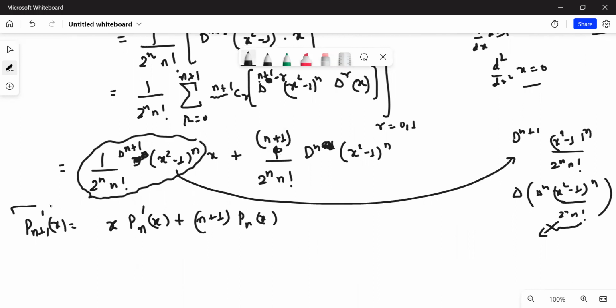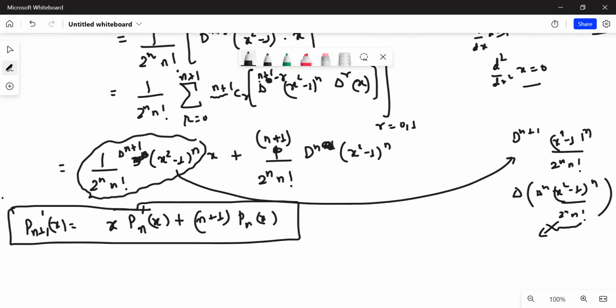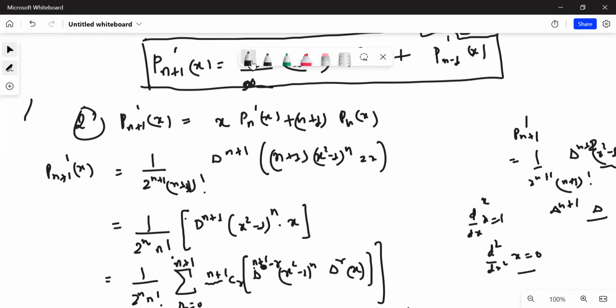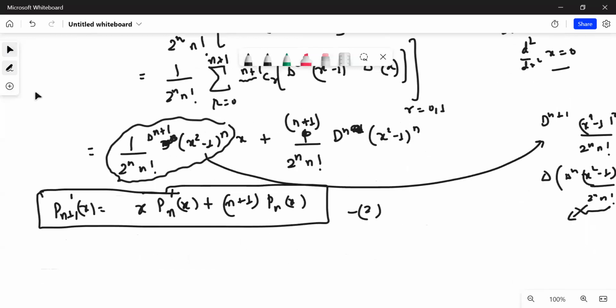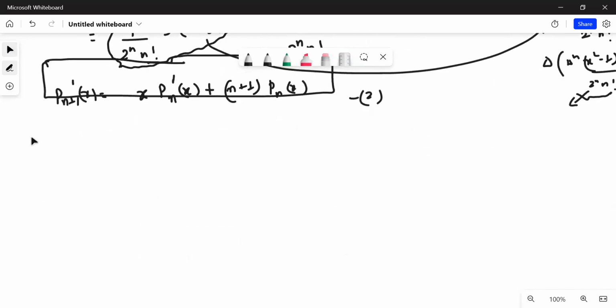So this is another recurrence relation that you can remember. One of these two recurrence relations we have already derived. This is recurrence relation number 1, and this is recurrence relation number 2. What can now be done is different sorts of things. You can subtract 2 from 1, and it will give you another recurrence relation, and so on. So a general strategy would be either to use the Rodrigues formula or to use generating functions. At times you can also use the generating function in order to derive some of the recurrence relations.